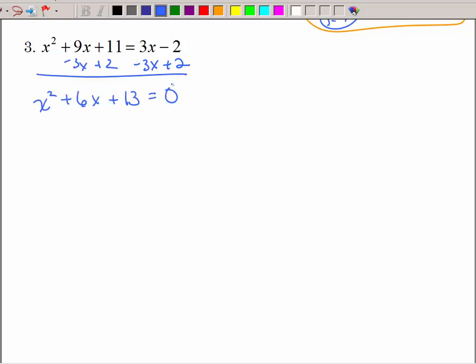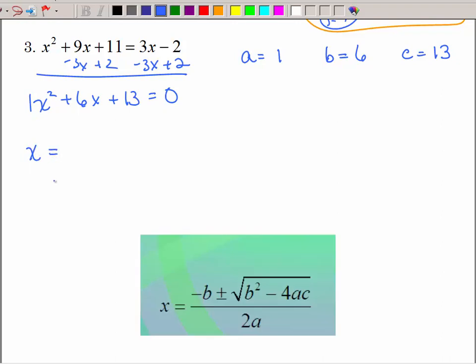Man, I wish I could factor it, but it does not factor. There's nothing that multiplies to get 13 and adds to get 6. So I need to use the quadratic formula. So we have a, remember that's in front of x squared, b is 6, and c is positive 13.